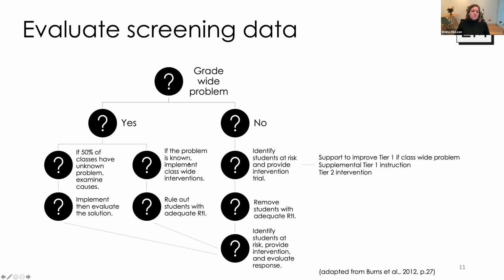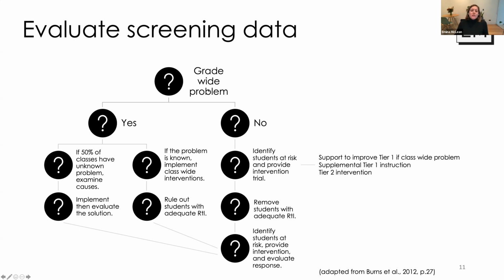But if the answer is we kind of know the problem. So for example, our foundation students might be missing a bunch of code knowledge, or they've not mastered something, but then we go, you know what, we spent 3 months of the year in remote learning. We weren't able to check for understanding quite as well. Let's go back to those units that we covered. And as a whole class, we're going to give them supplemental instruction with that. We'll implement that. We'll go down, rule out students with adequate response to intervention. We'll go down again, identify students at risk and provide intervention and evaluate responses. So that's that flow chart. I'll unpack in the next couple of slides what that means.